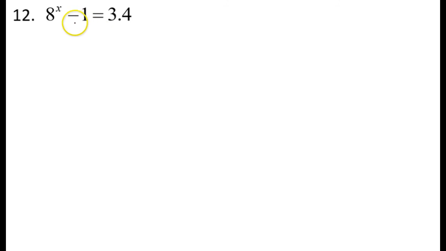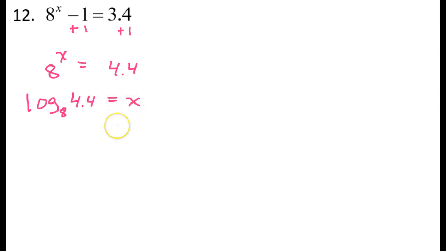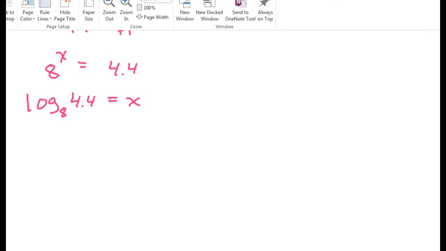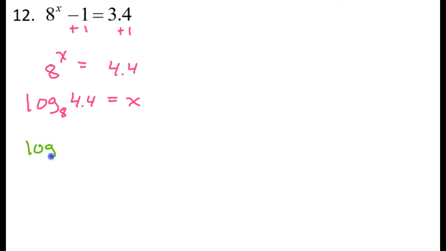For number 12, first we need to add 1 to both sides. So that's going to give us 8 to the x power is equal to 4.4. Now we will rewrite this in log form. So log base 8, these two parts will switch sides, so the 4.4 goes over here and the x goes over there. Again, depending on what kind of calculator you have, you may need to rewrite this using the change of base formula. So in this case, you could write this as log 4.4 over log 8.